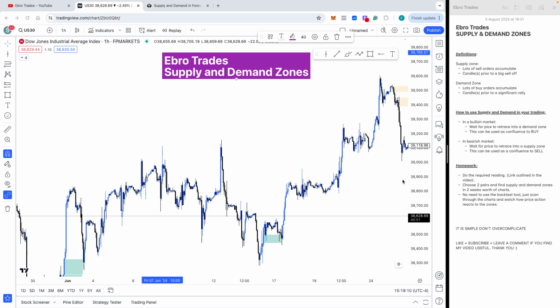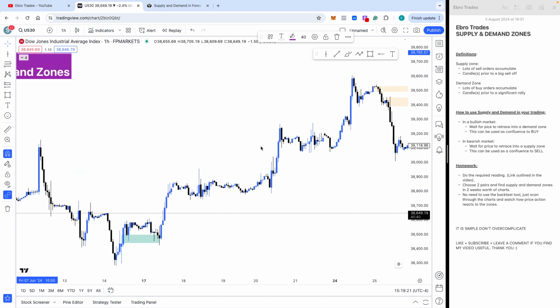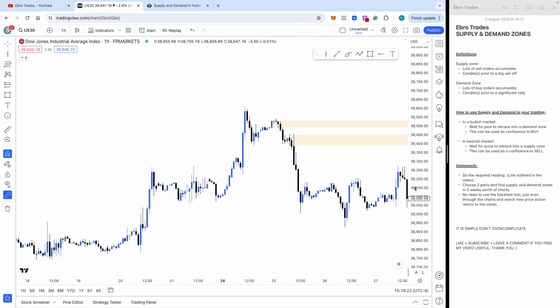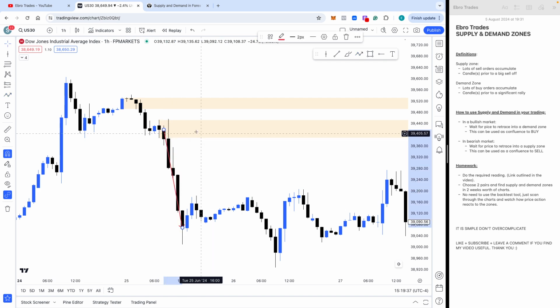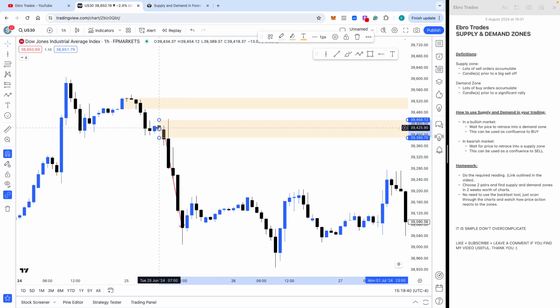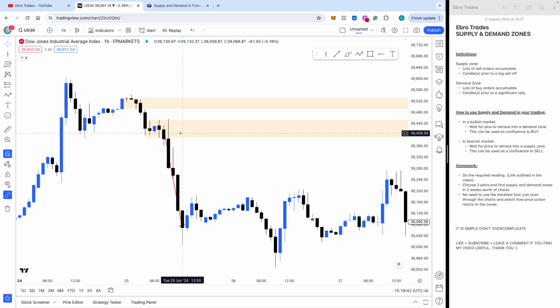So let's get into supply and demand. Supply zone is essentially an area where there are lots of sell orders accumulating, and they are on the charts. They look like the candles prior to a big sell-off. So let's say over here there's a big sell-off. We can see that a sell-off is essentially a big downward motion, so to speak, in the markets. So this here we'd say is a sell-off. The candles just before the sell-off, aka these candles over here, this region, would be considered a supply region, right? There's a lot of sell orders. This is a supply region.